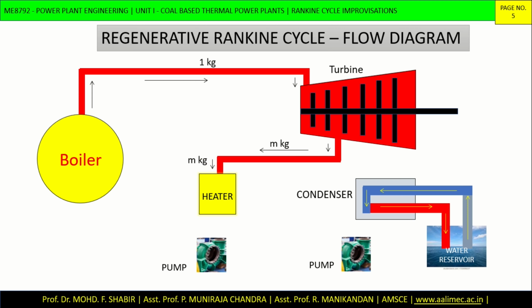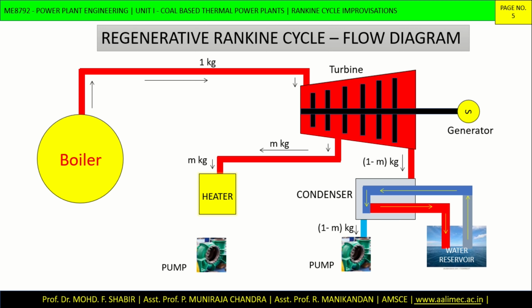Remaining 1 minus m kg expands in the turbine. The heat energy is converted into mechanical energy in the turbine. Later, this mechanical energy is converted into electrical energy using generator. Now the remaining 1 minus m kg of steam after expansion is sent to the condenser for condensation. The mass sent is 1 minus m kg. After condensation, the water is supplied to the pump, the mass is 1 minus m kg.